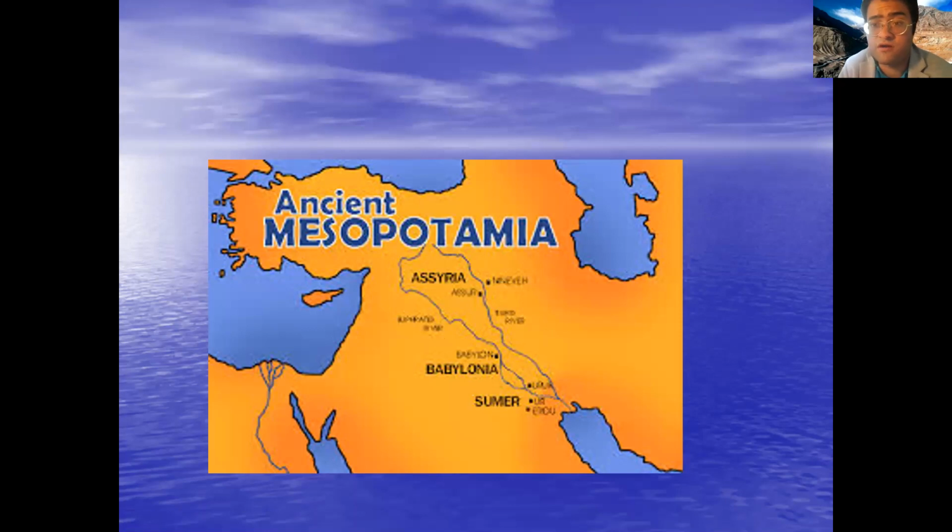This is also where many of the biblical patriarchs of the Hebrew Bible and the Old Testament come from. Adam, for example, came from this area of Ur in ancient Mesopotamia.